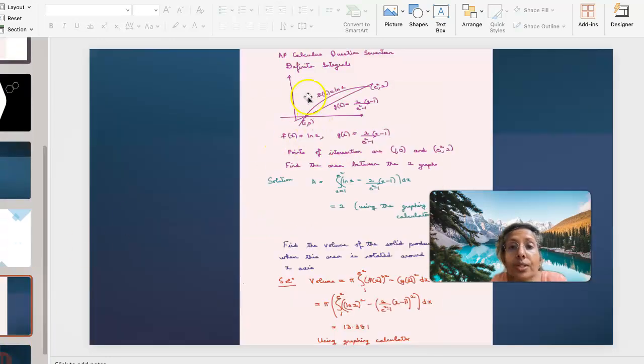Let's move to one more question. This is on definite integrals. This is a graph of f(x) equal to log x, and this is the graph of g(x) equal to 2 by (e squared minus 1) into (x minus 1). They intersect at 1 and e squared, and we find the area between the two graphs. So the area is from the left limit to the right limit, that is the integral from x equal to 1 to e squared, top curve, which is log x, minus bottom curve, which is 2 by (e squared minus 1) into (x minus 1). Using the graphing calculator, you get it as 2.